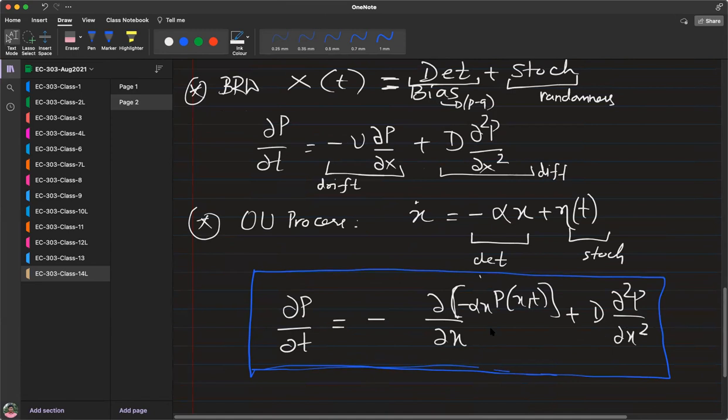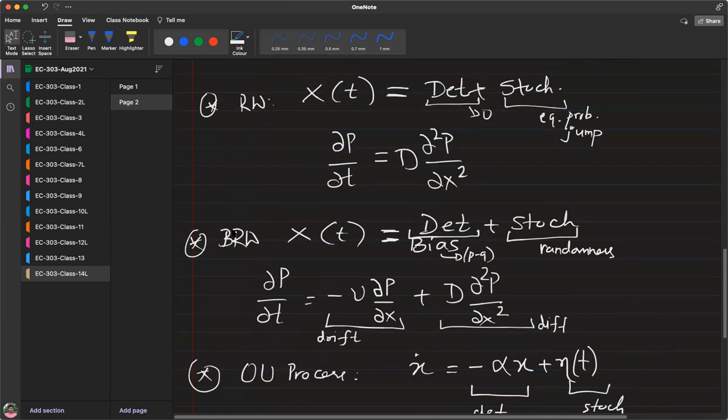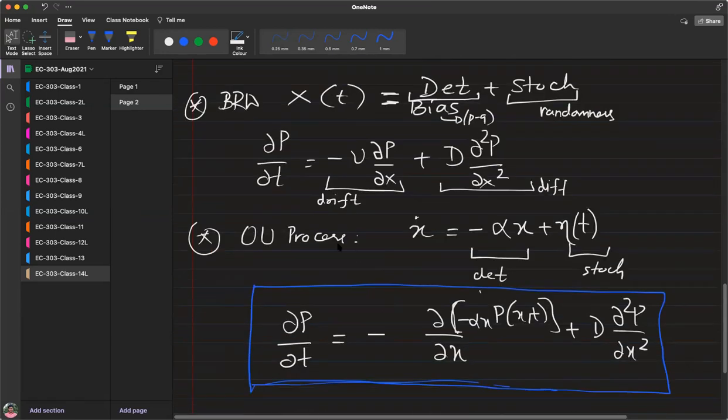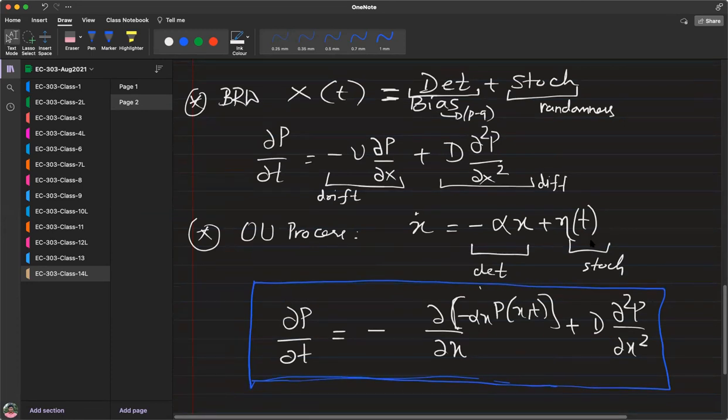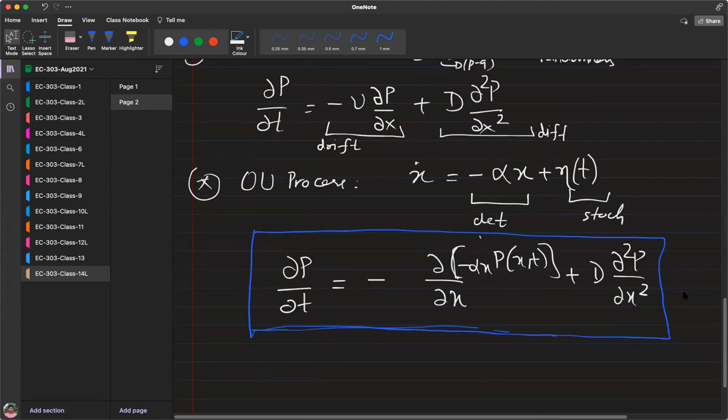Now, why am I not doing this in this class? If you remember correctly, we introduced random walk and biased random walk as discrete time processes, and then while deriving this, we converted them to continuous time processes, right? But here the starting point itself is a continuous time process. That makes the calculation slightly difficult, not impossible, but slightly difficult. So if you were to do it mathematically, this is what you would find.